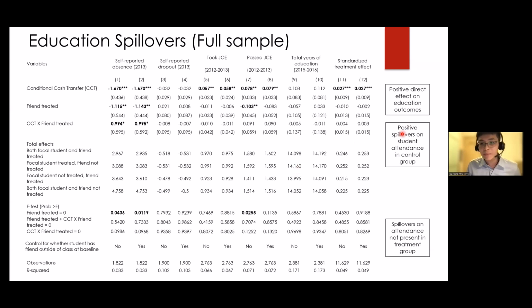There also seems to be some positive spillovers on student attendance in the control group. That is, here in the second row, you can see that the coefficient on my friend's treatment term is negative and significant.